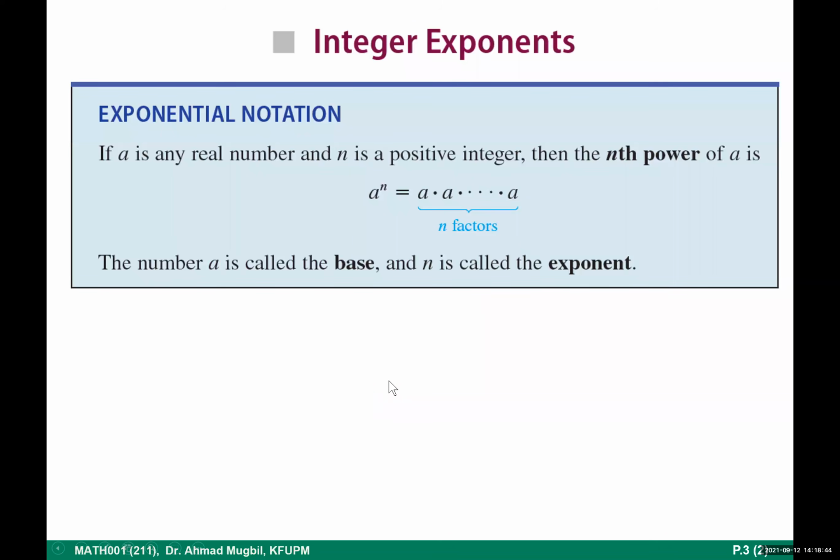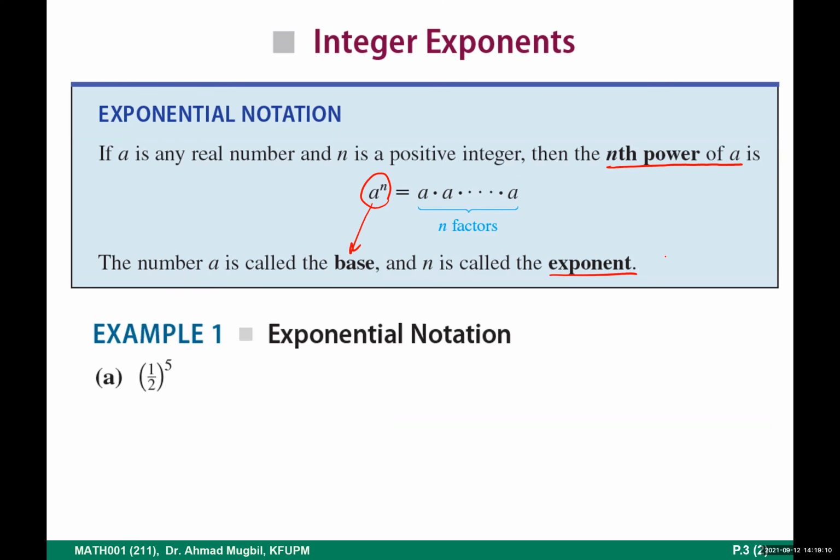First of all, of course, you need to remember the exponential notation. I have introduced this for you in section B2 already. So what we mean by the nth power of a, where a is any real number, is just this number multiplied by itself n times. So when we have a to the power n, we have n factors of a. The base is a, and n is called the exponent or the power.